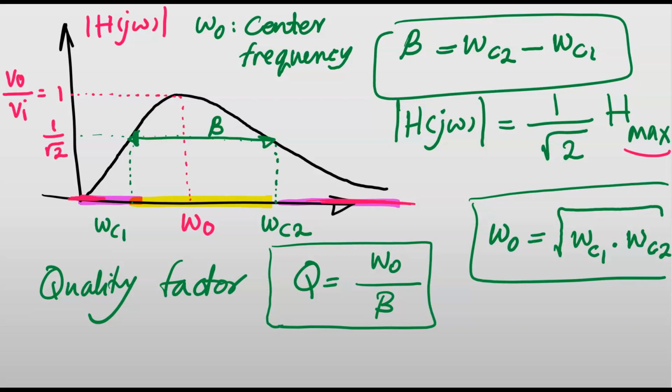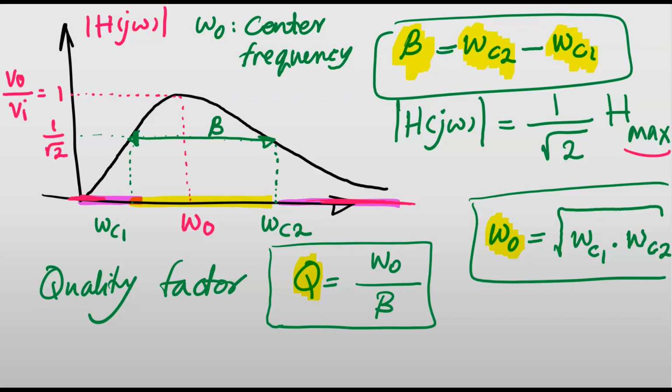What are these parameters? A bandpass filter has 5 parameters: omega C1, omega C2, beta, the cutoff frequency, and the quality factor. You can see that we have 3 different equations. If you know 2 of these parameters, for example the lower and higher cutoff frequency, then you can find the rest of them.